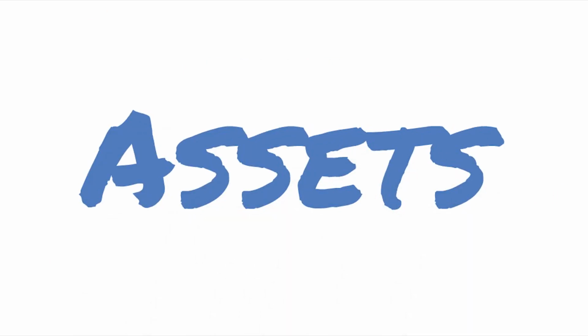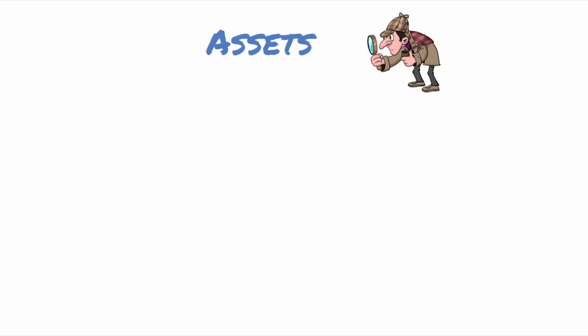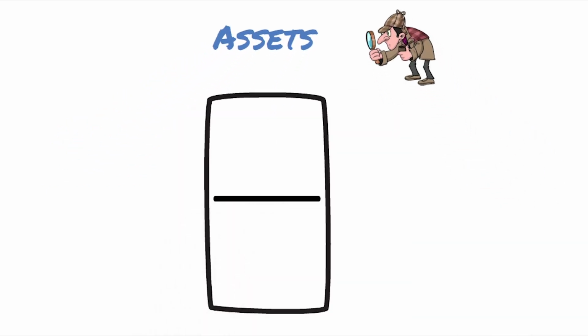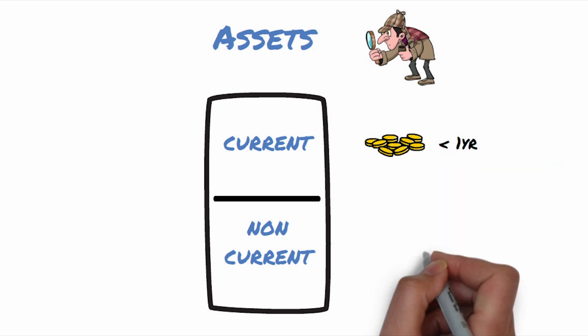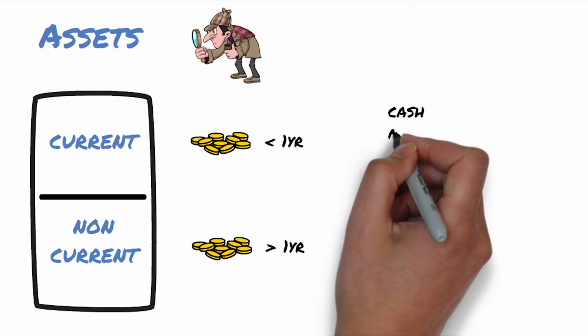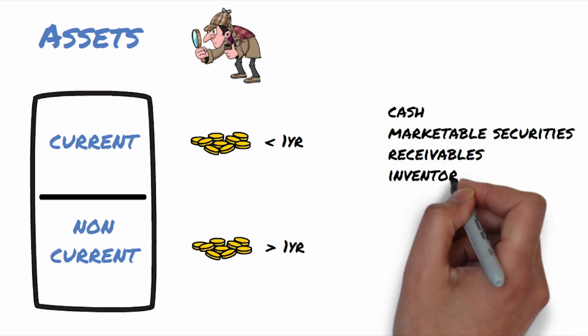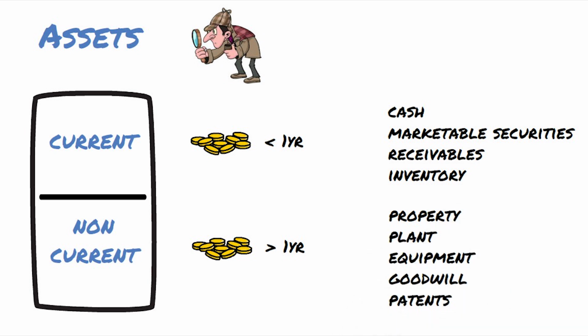So let's now have a walk through the balance sheet together, and let's start from the asset side. Assets are the resources owned by the company. They are divided into two main categories: current assets and non-current assets. Current assets are resources that can be converted into cash within a year. These include cash, marketable securities, accounts receivable, and inventory. Non-current assets, on the other hand, are long-term investments and cannot be easily converted into cash. These include items like property, plant, equipment, goodwill, and patents.